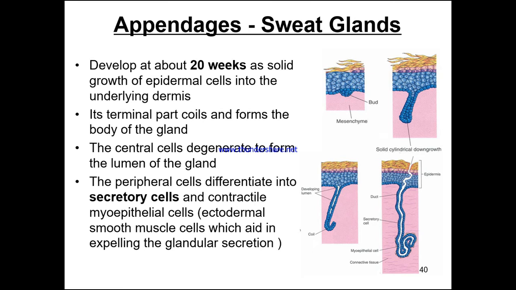Sweat glands. During development at around 20 weeks, a solid growth of epidermal cells into the underlying dermis forms. The terminal part coils to form the body of the gland. The central cells degenerate to form the lumen of the gland, and the peripheral cells differentiate into secretory cells and contractile myoepithelial cells, ectodermal smooth muscle cells, which aid in expelling the glandular secretion.